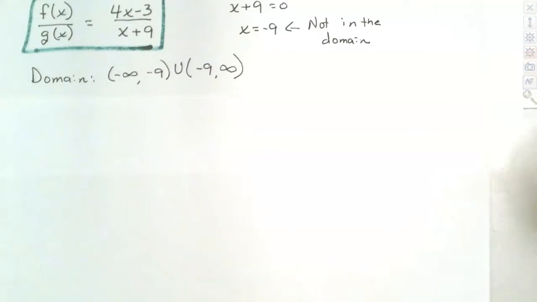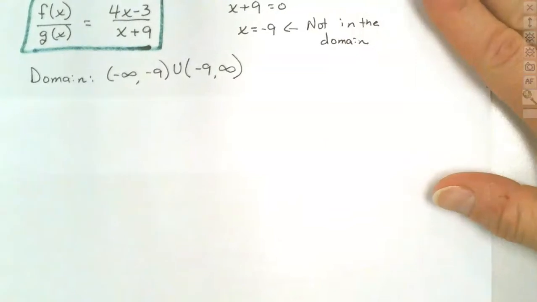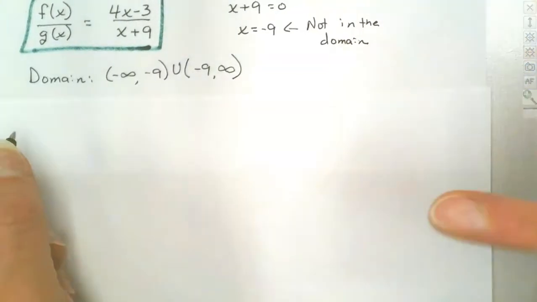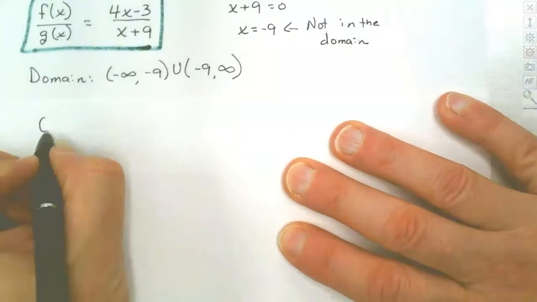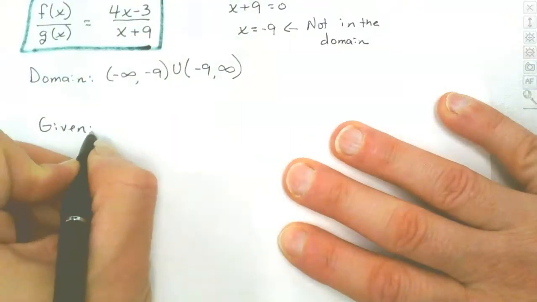So next we're going to be looking at composition. We'll do one more of these. This one's a little bit different. So we have to use division. We're going to have to use multiplication as well. So let's say we are given two new functions.